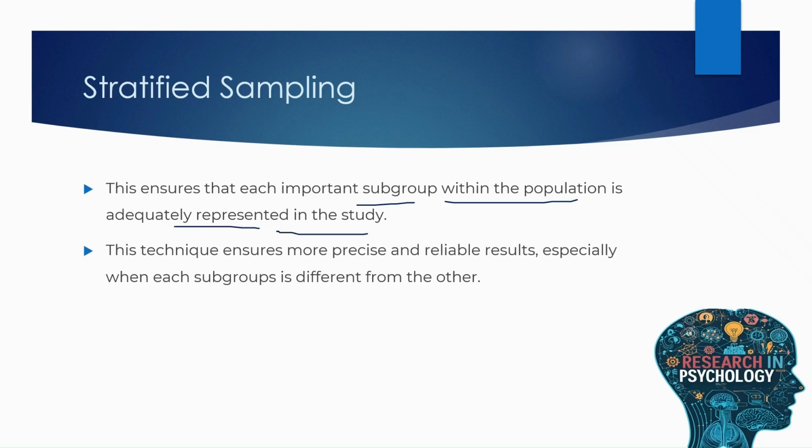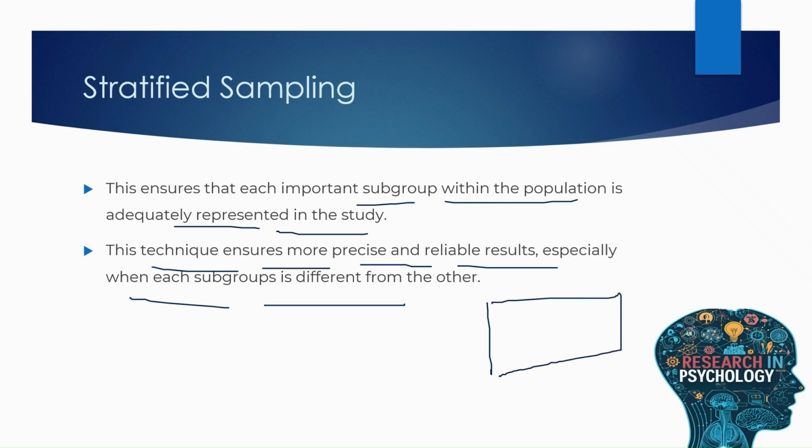so everybody is sufficiently represented in the sample. This technique ensures more precise and reliable results, especially when each subgroup is different from the other. So if in a geographical area we have different types of people, like different tribes or different castes or different subgroups, here we use stratified sampling, where you divide the population into different tribes, and then from each tribe you choose people to represent the population. So this is stratified sampling.